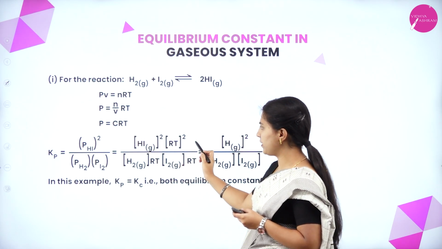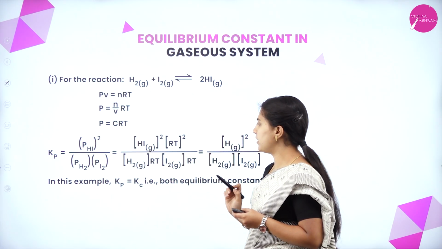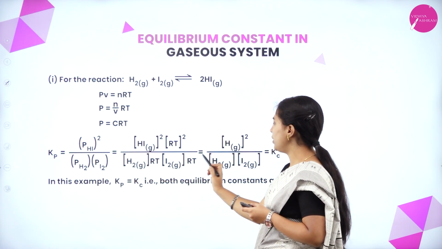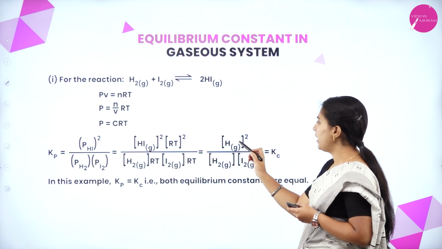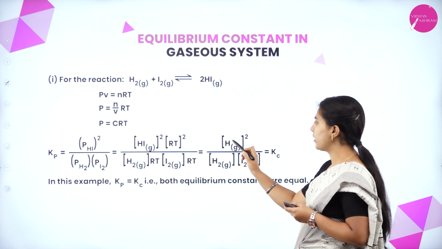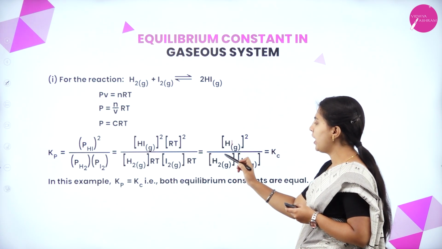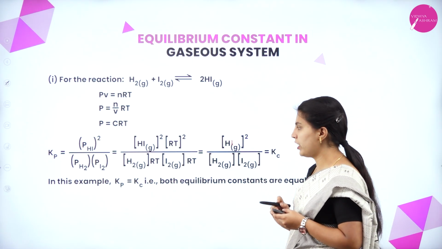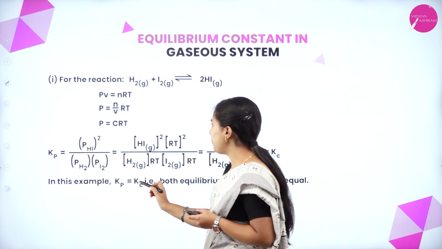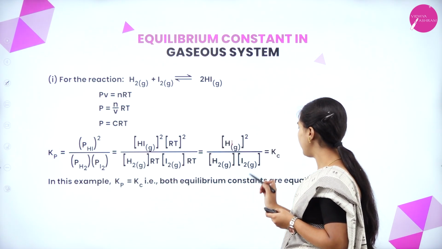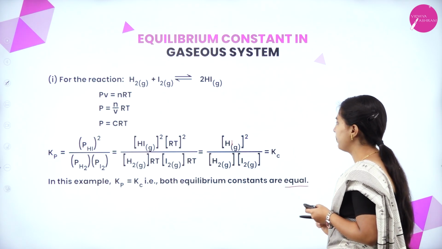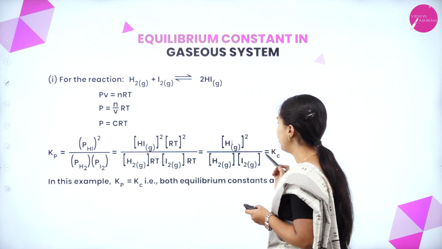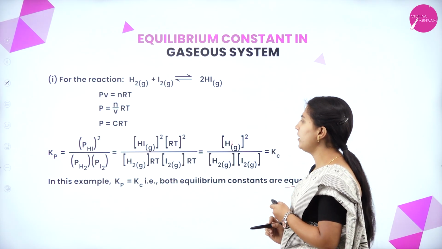This RT you are representing, this 2 also you are representing here. And the individual H2 into RT, I2 into RT. So what will happen? HI squared divided by H2 into I2 will form Kc with different concentrations. In this example, Kp equal to Kc, that is, both equilibrium constants are equal. See here, both equilibrium constants are equal, 2 and 2. It is showing Kp equal to Kc.